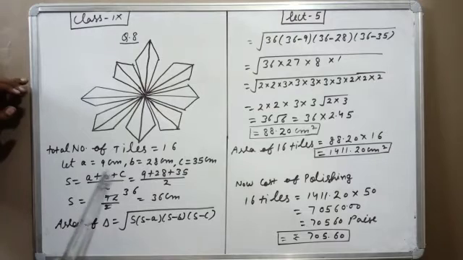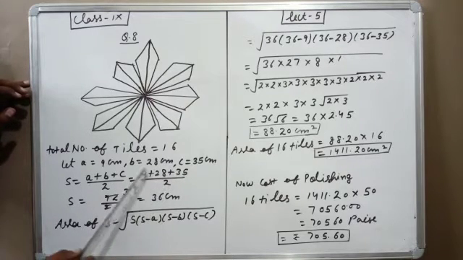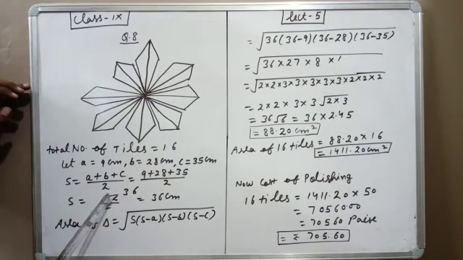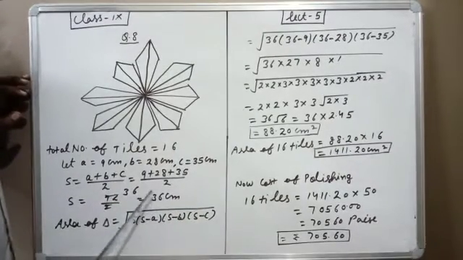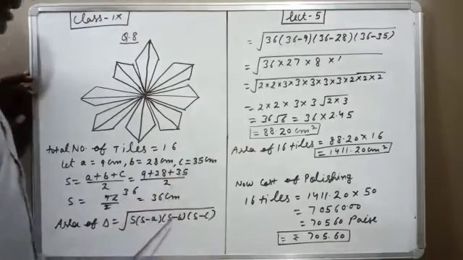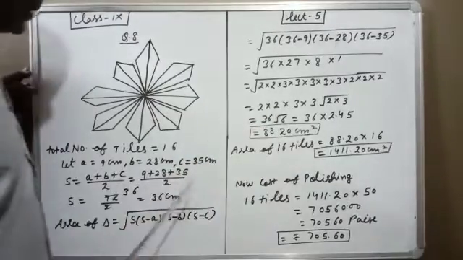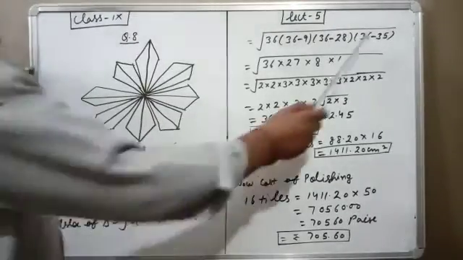So S equals A plus B plus C upon 2. So 9 plus 28 plus 35 upon 2. By adding all these three, I get 72. 72 upon 2, this is 36. Now area of triangle equals square root of S into S minus A into S minus B into S minus C. So S we can write as 36. S minus A, so 36 minus 9. S minus B, 36 minus 28. S minus C, 36 minus 35.